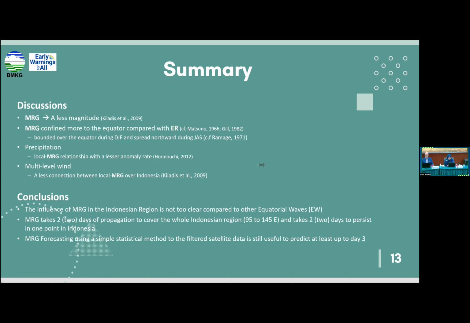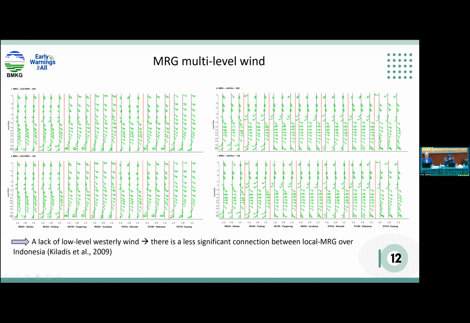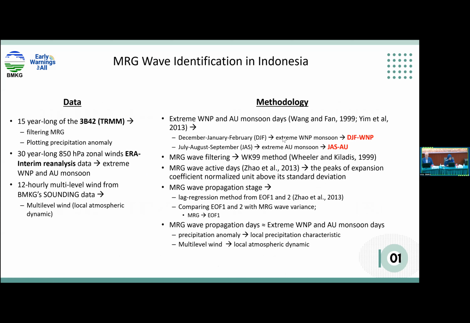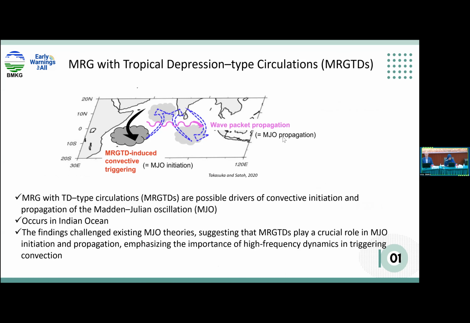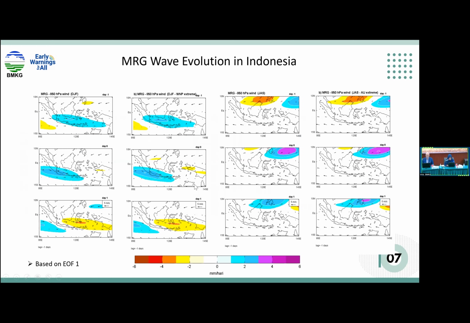Yeah, for the mixed Rossby-Gravity wave, we can go to the previous slide here. I hope I answer your question correctly. From Tatsuka and Sato in 2020, we can see here that the mixed Rossby-Gravity wave also influenced the modulation of perturbation in the Indian Ocean. I think it also relates to the MCS feature here, but in Indonesia, I think we can go to this one.